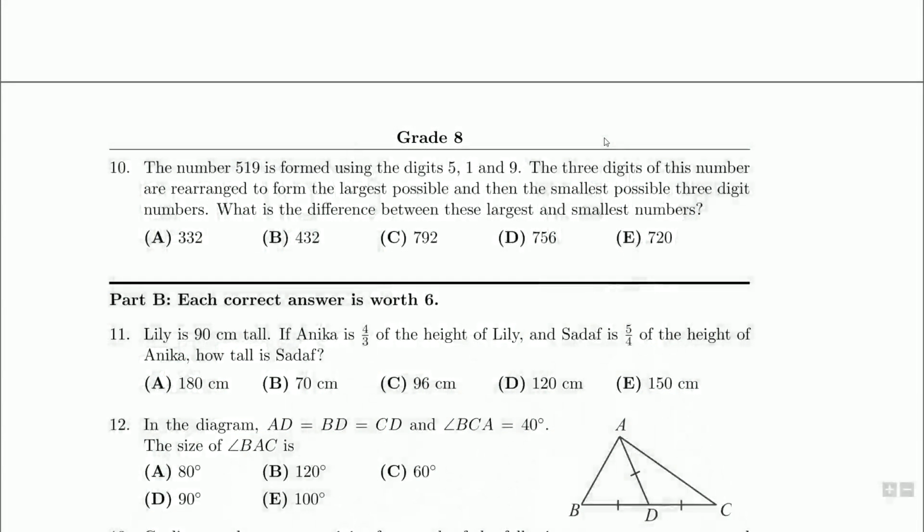Root Beer here, looking at question number 10 on the grade 8 Gauss paper from 2007. So what does question 10 have for us? The number 519 is formed using the digits 5, 1, and 9. Alright, so 519 is what we're talking about. The three digits of this number are rearranged to form the largest possible and then the smallest possible three-digit numbers. What is the difference between these largest and smallest numbers? Okay.